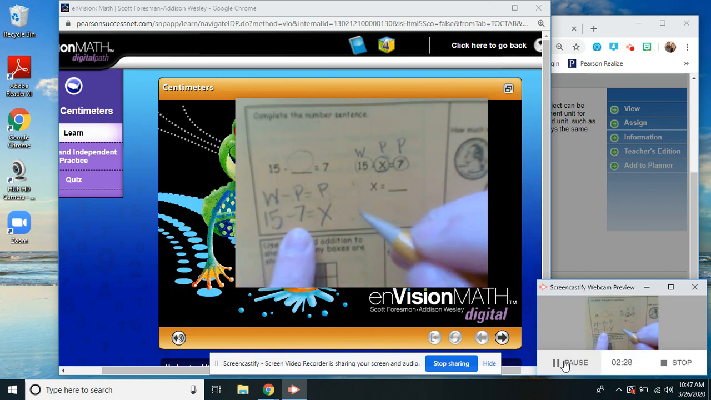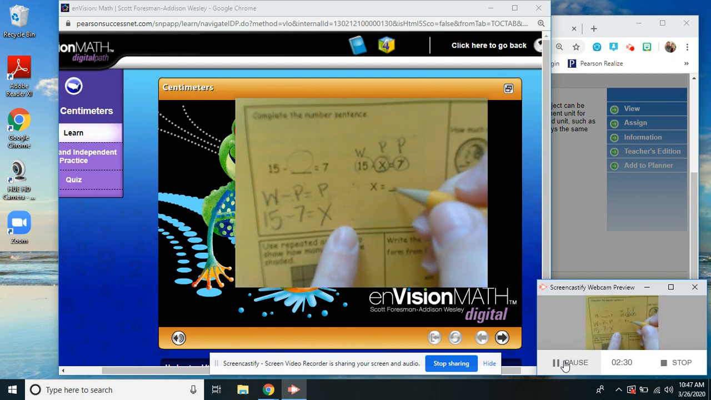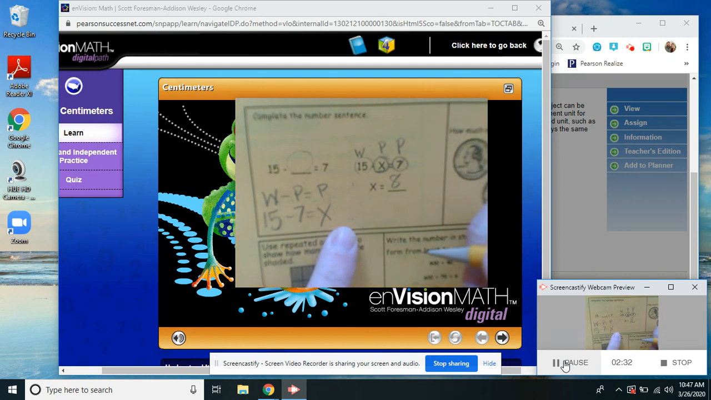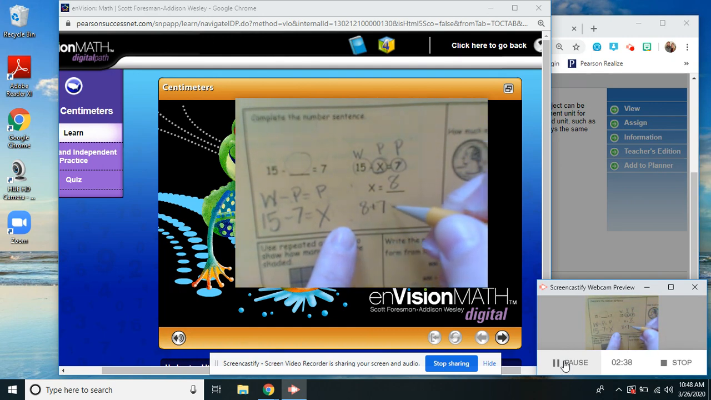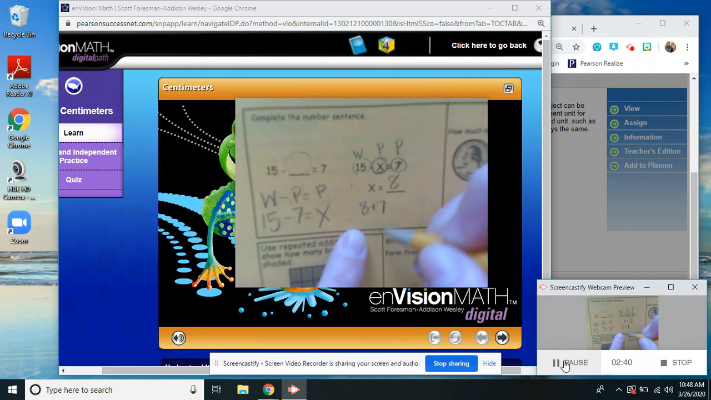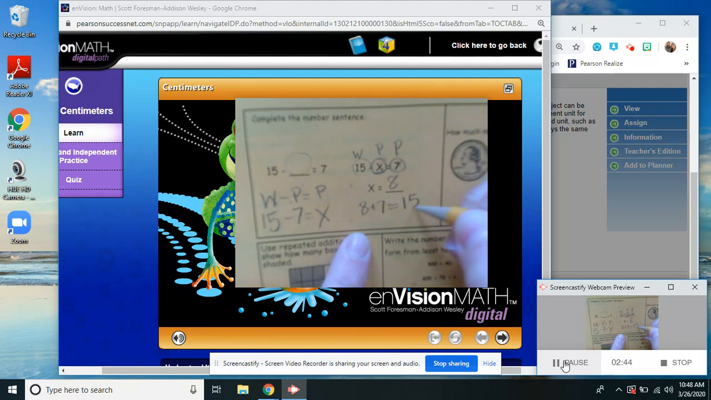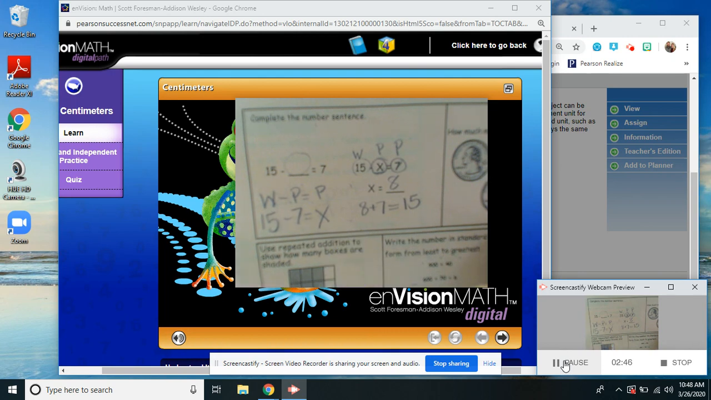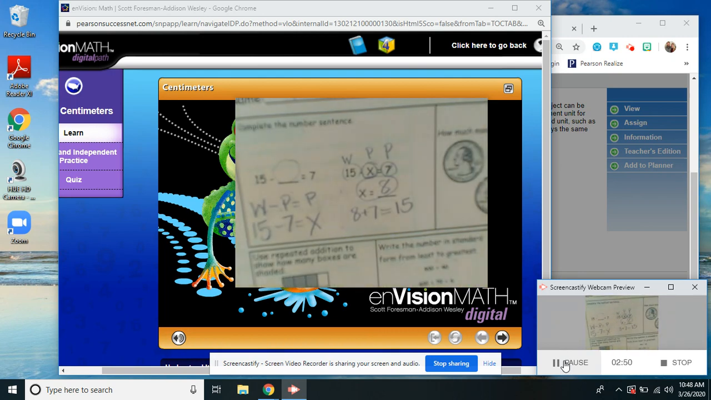So 15 minus 7 is 8. You can check your work by adding the two parts together. 8 plus 7, well, I know 7 plus 7 is 14, plus one more is 15. And that is our whole. So 8 is the correct answer here.